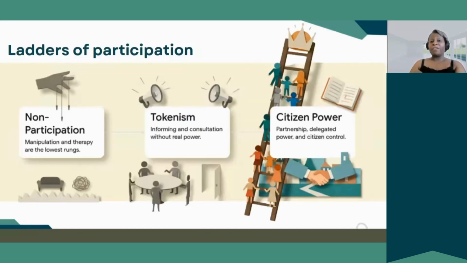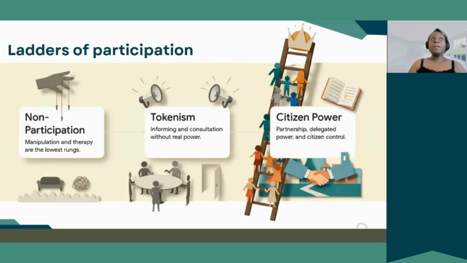Now, here are the ladders of participation, and this is just how you move up through citizen engagement. I do want to emphasize here that most people don't even vote. So when we talk about the non-participation part of this at the lowest rung, that's not really what we're talking about. We're talking about the level of actual participation. The level that is non-participation is really just kind of being manipulated.